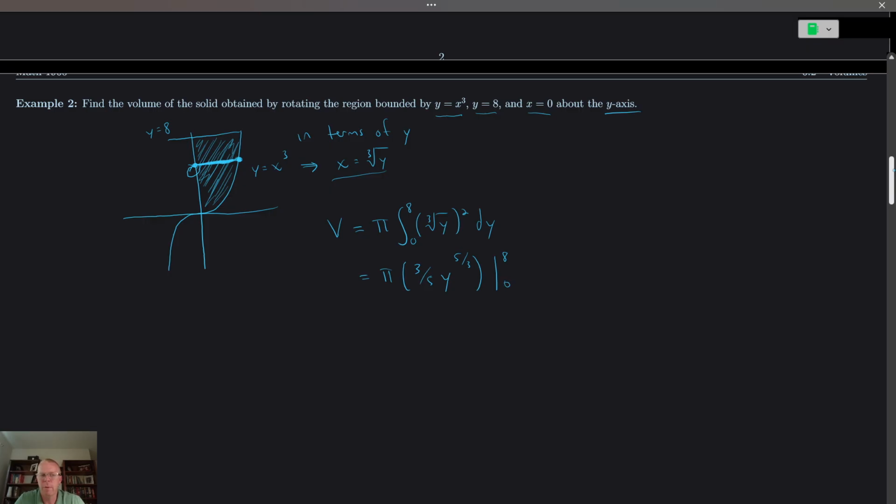So think we're moving this cross-section from down here all the way up the line. All right, so we get pi times 3/5 times 8 to the 5/3. So cube root of 8 is 2. 2 to the 5th is 32. 32 times 3/5 is going to be 96 pi over 5.